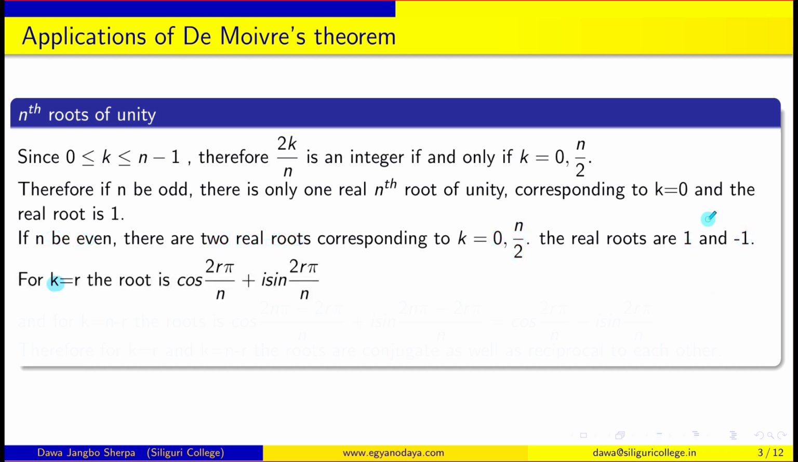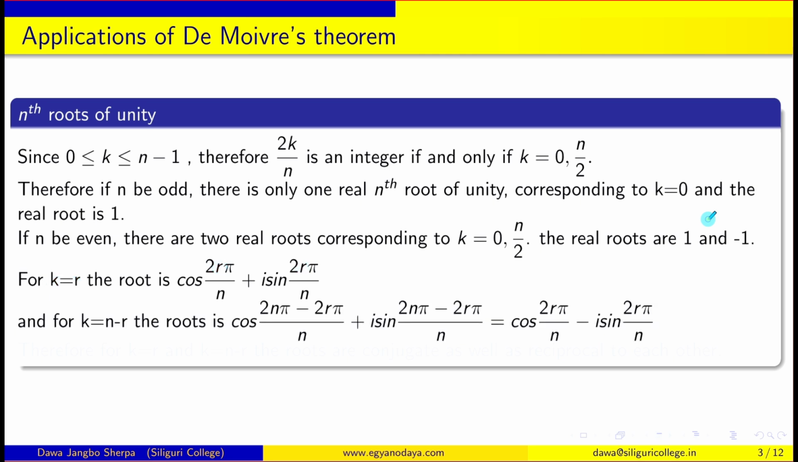Now for k is equal to r, we have to put r instead of k, so the root is cos 2r pi by n plus I sine 2r pi by n. Now for k is equal to n minus r, the root is cos (2n pi minus 2r pi) by n plus I sine (2n pi minus 2r pi) by n. We have to put n minus r instead of k, and we will get this value.